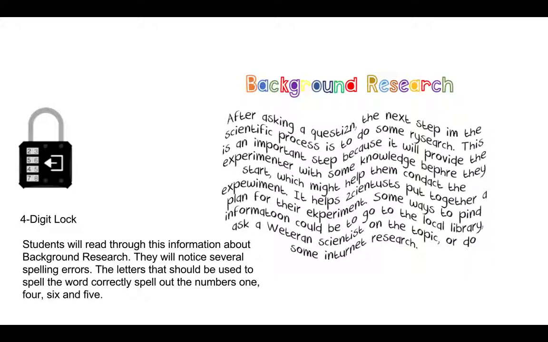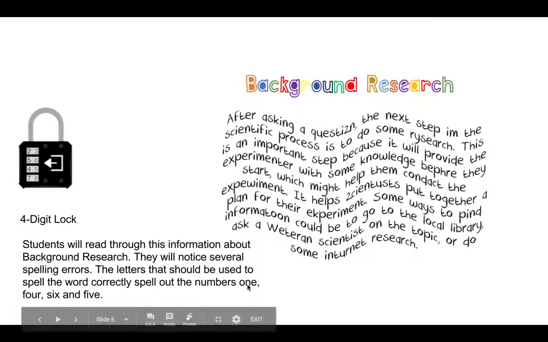For the 4-digit lock, students will read through this information about background research. They will notice several spelling errors. The letters that should be used to spell the word correctly spell out the numbers 1, 4, 6, and 5. For example, for this first one, after asking a question is spelt incorrectly, and instead of Z there should be an O. O is the first letter of the number 1.